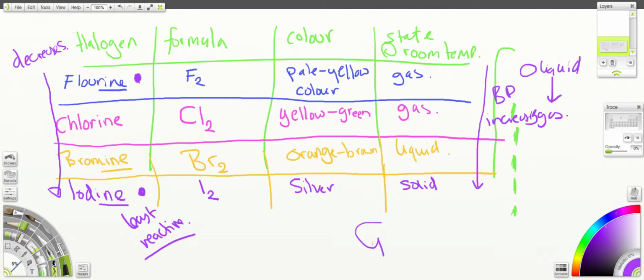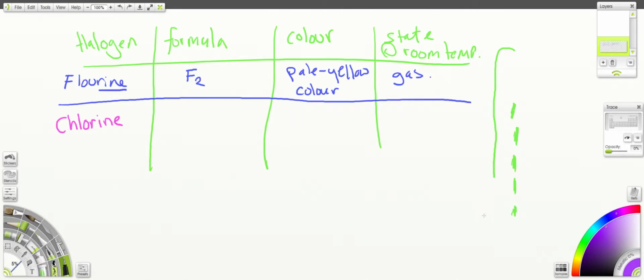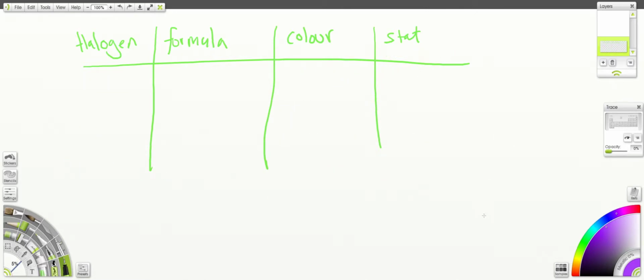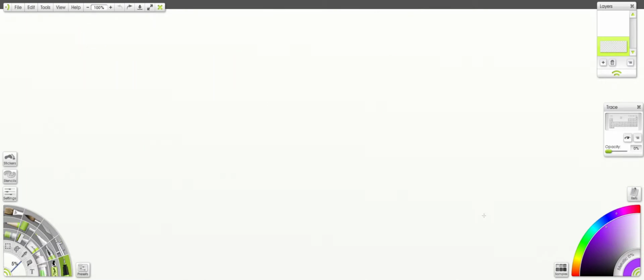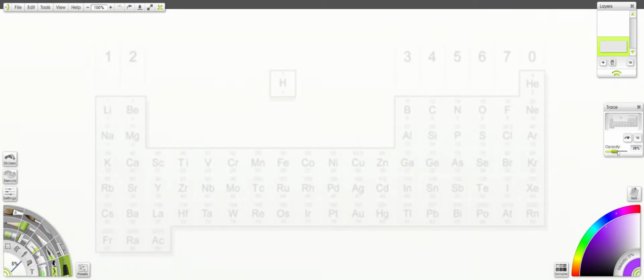Now group 7 elements are also called halogens. Now I want you guys to notice that this is the opposite trend of group 1. In group 1, as you went down the group, the reactivity increased, whereas with group 7, as you go down the group, the reactivity decreases. So don't get confused between the two. Make it very clear to yourself that this is increasing and the other one is decreasing.